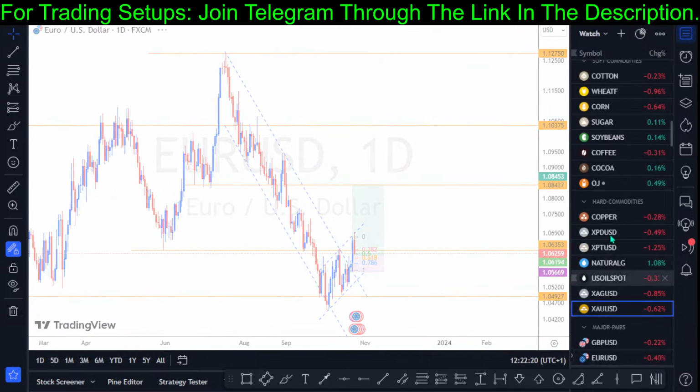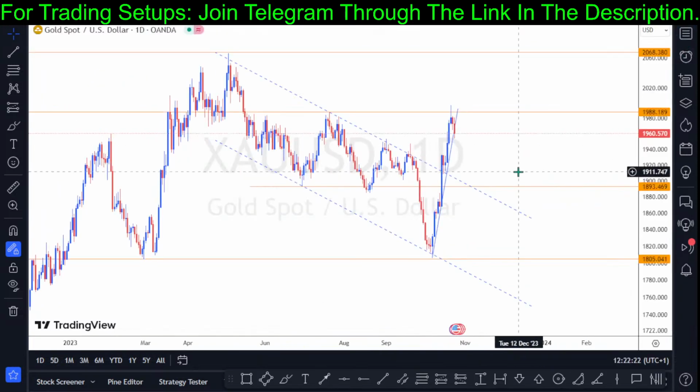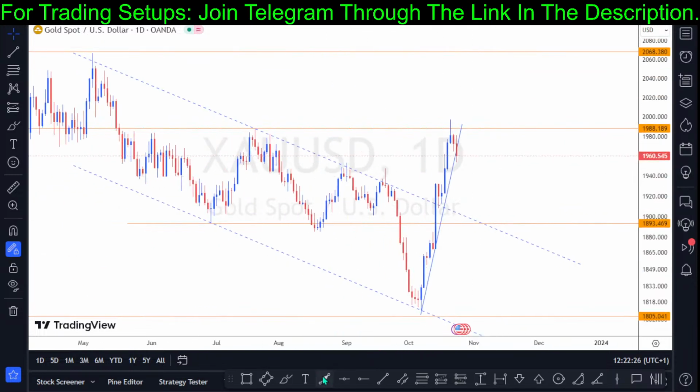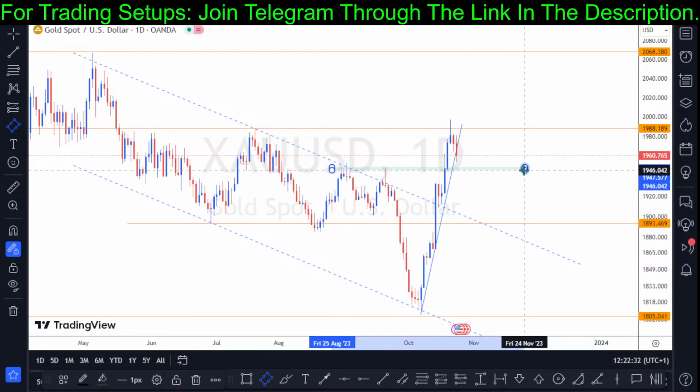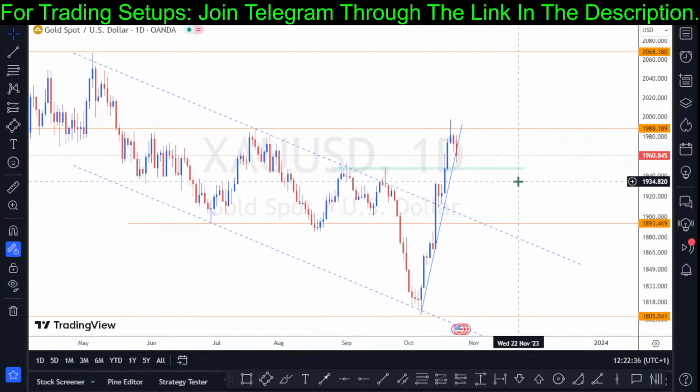Silver and gold. This is gold. Based on gold, I am not interested to sell gold. I'm only looking out for how price will react to this swing high at the 1,946 price level. Can you see that?